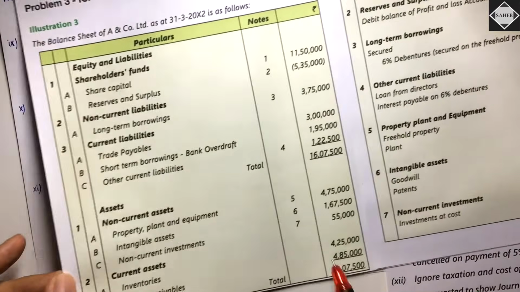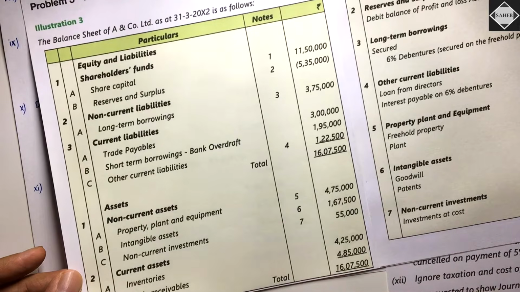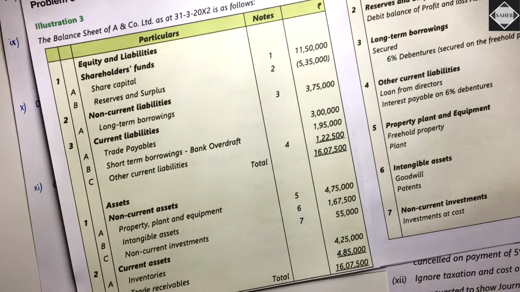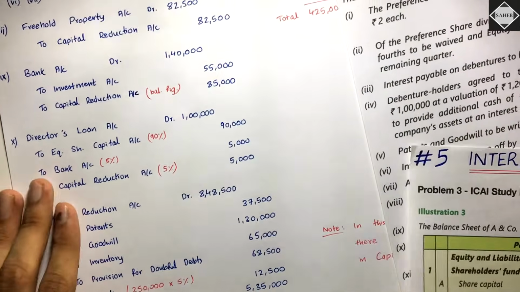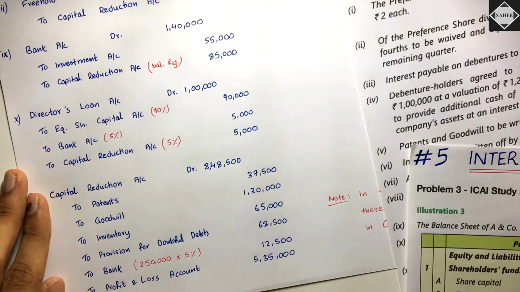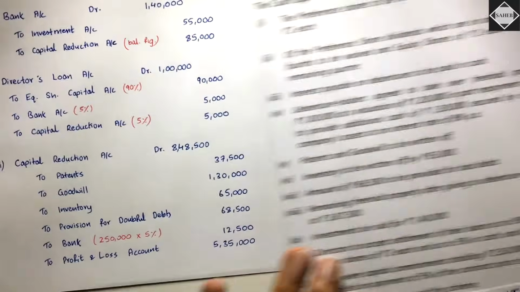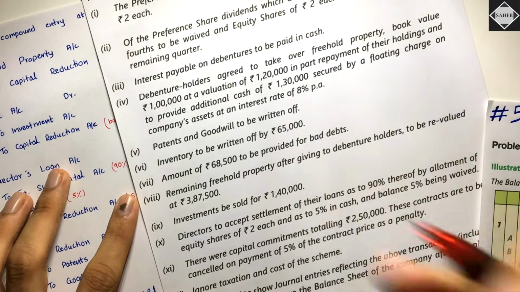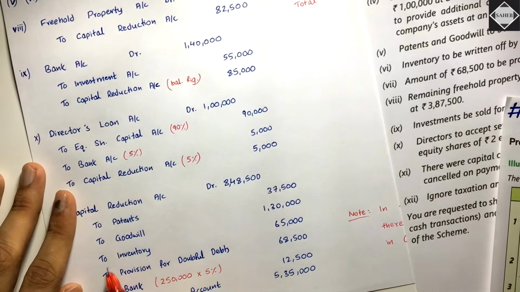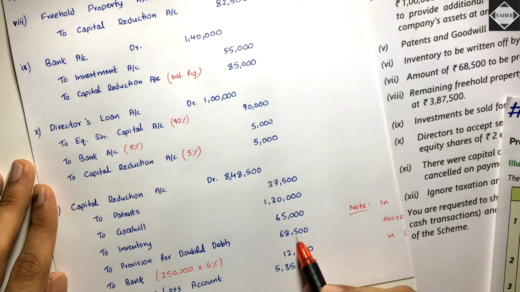Yeah, here it is, 4,25,000. Inventory is 4,25,000, so you have to write off the inventory by 65,000. So, to inventory 65,000. And then they have said an amount of 68,500 is to be provided for bad debt, so you will have to create a provision for that. Okay, to provision for doubtful debts 68,500.